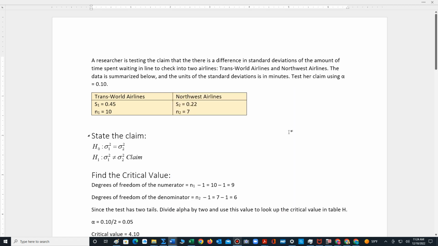Hello, in this video I will demonstrate how to perform an F-test. An F-test is used to test the difference between two variances or standard deviations. We begin with the following problem.